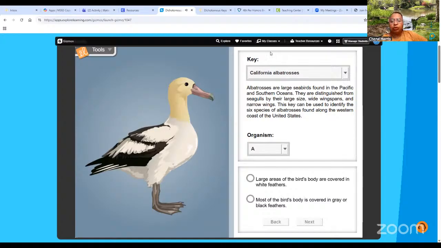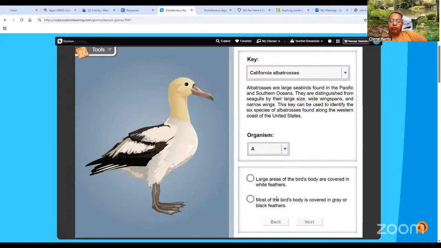So when you want to change organisms, they're up there. I mean, the group of organisms. Down here, there's several organisms in that group. And then you're going to use the two T's to identify them. So go all the way through the worksheet.